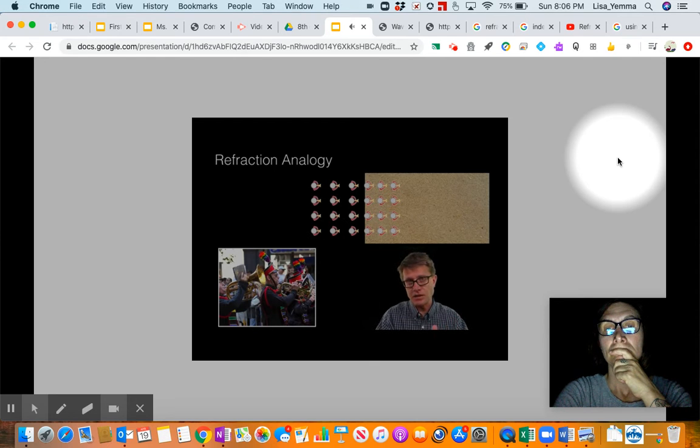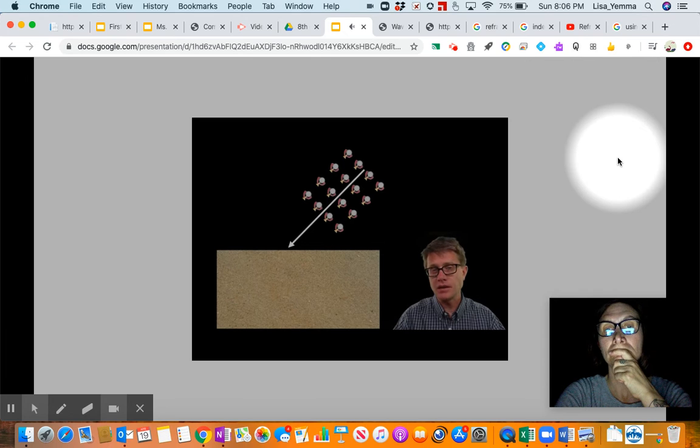But since they kept that distance between them the same, you can see that the angle at which we came in equals the angle at which we came out. So we don't see that refraction going on. But now let's set it up so they're marching in at an angle like this. And so they're marching across, let's say, a parking lot, and they're going to hit some sand as well.